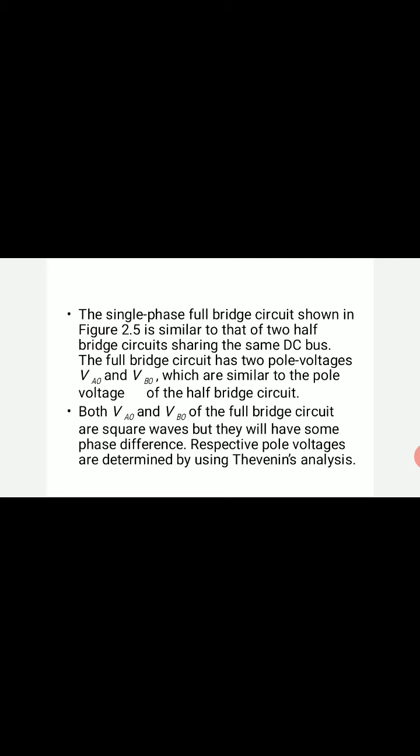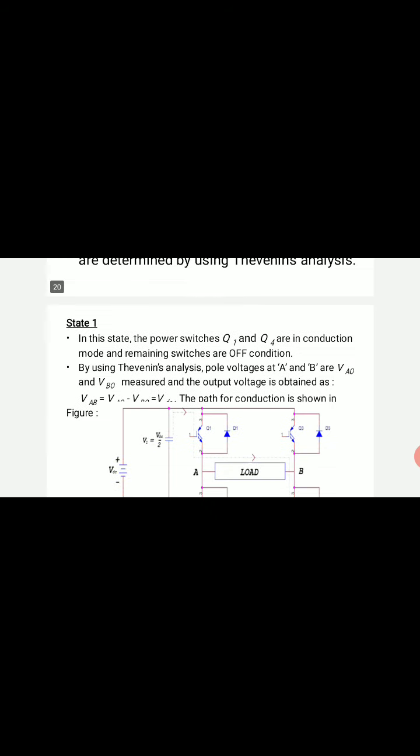The single phase full bridge circuit shown in 2.5 is similar to that of two half bridge circuits sharing the same DC bus. The full bridge circuit has two pole voltages VAO and VBO, which are similar to the pole voltage of the half bridge circuit. Both VAO and VBO of the full bridge circuit are square waves, but they will have some phase difference. Respective pole voltages are determined using Thevenin's analysis.